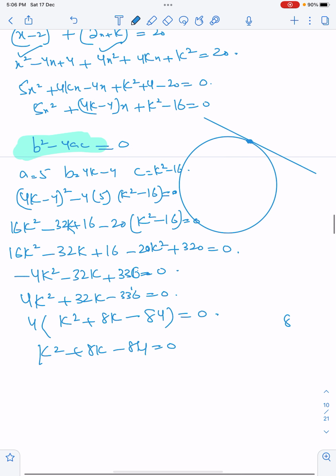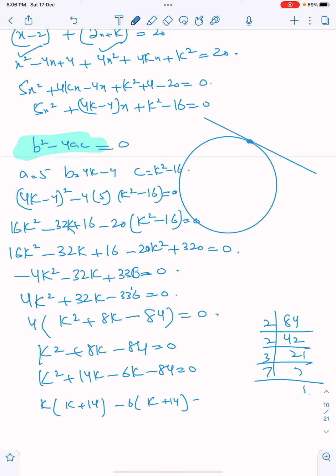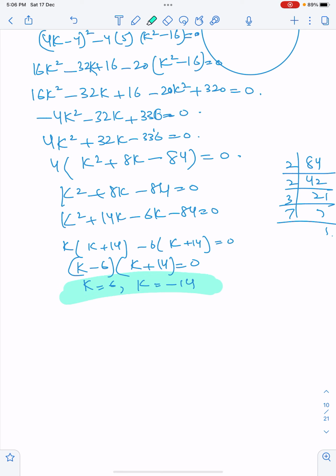Doing the prime factorization of 84 to break the middle term. 21 times 4 will not do, 14 and 6. k square plus 14k minus 6k minus 84 equals 0. k is common, k plus 14, minus 6 common, k plus 14 equals 0. So (k minus 6)(k plus 14) equals 0. k equals 6, k equals negative 14. These are the two values of k which we have to find out.